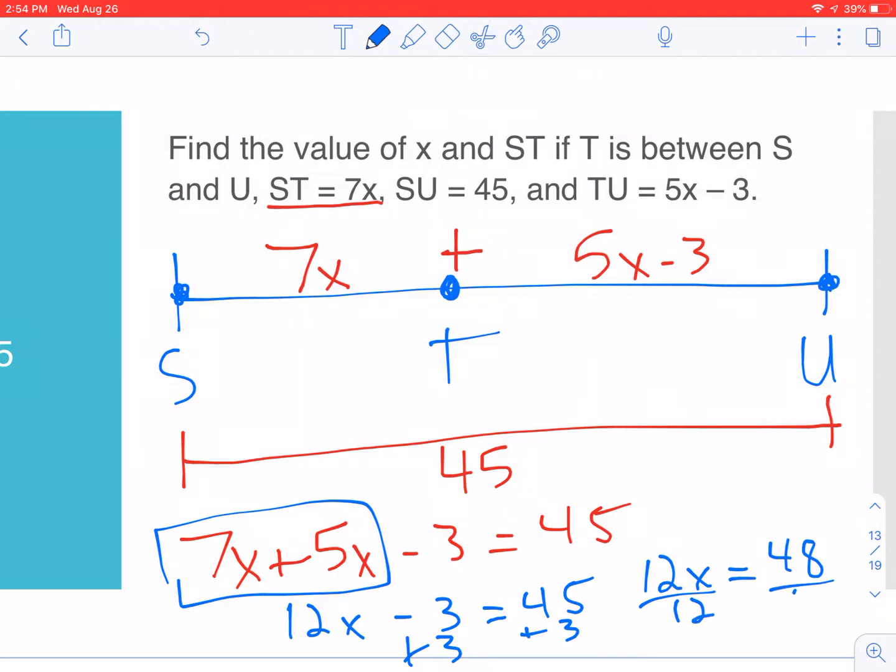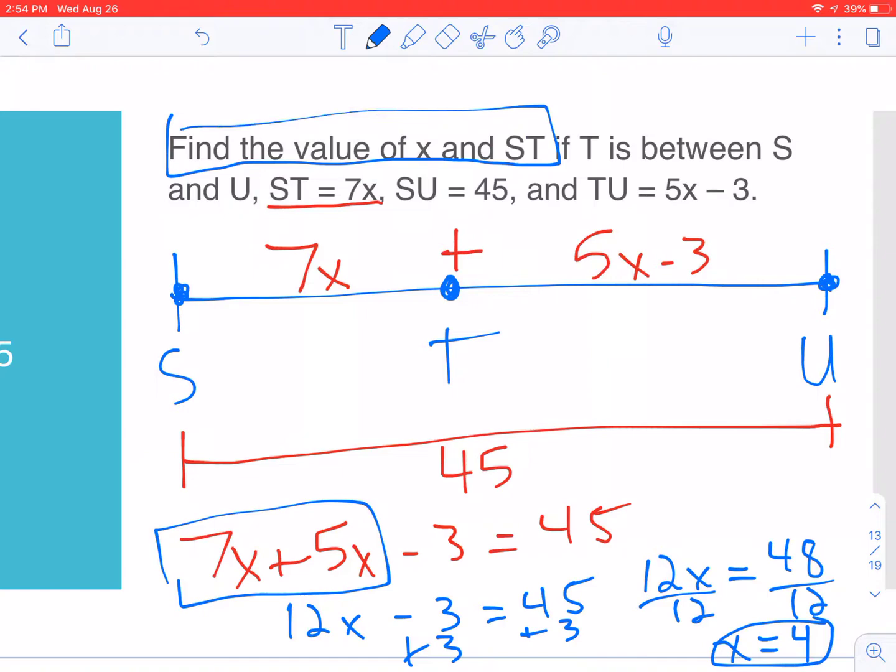Divide both sides by 12. 48 over 12, human calculator, is 4. So, x equals 4. Am I done? The answer is no, because it says find the value of x and ST.